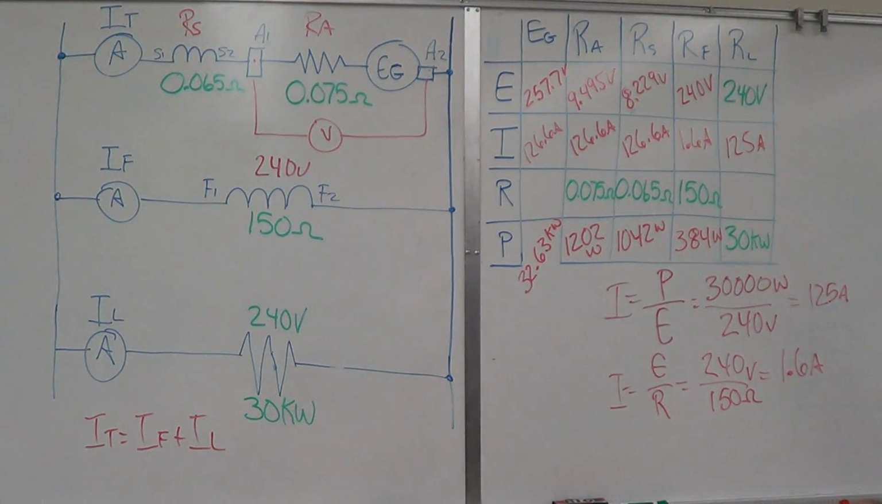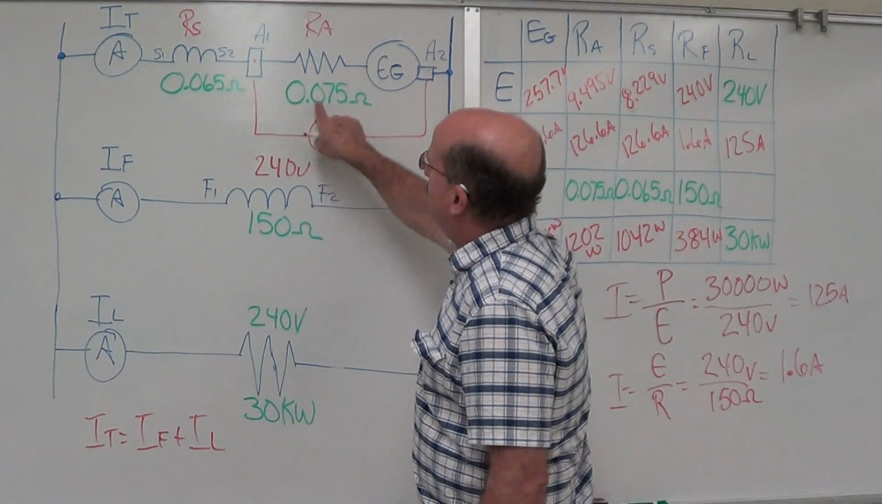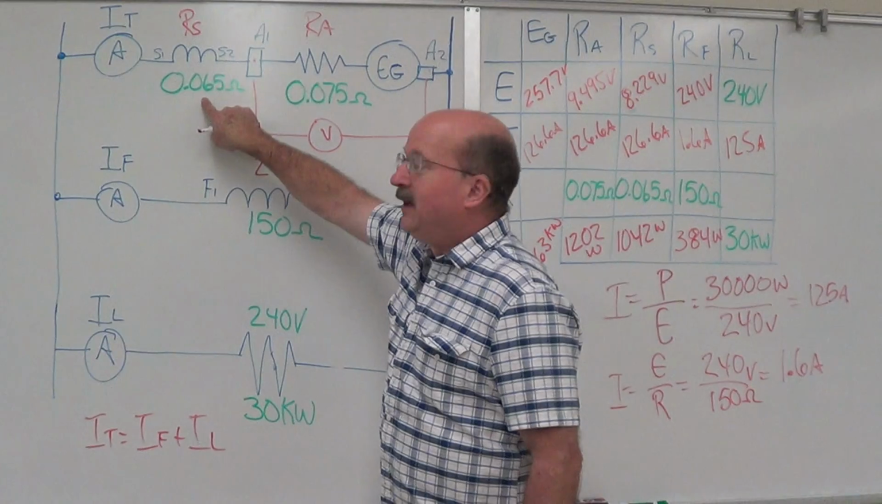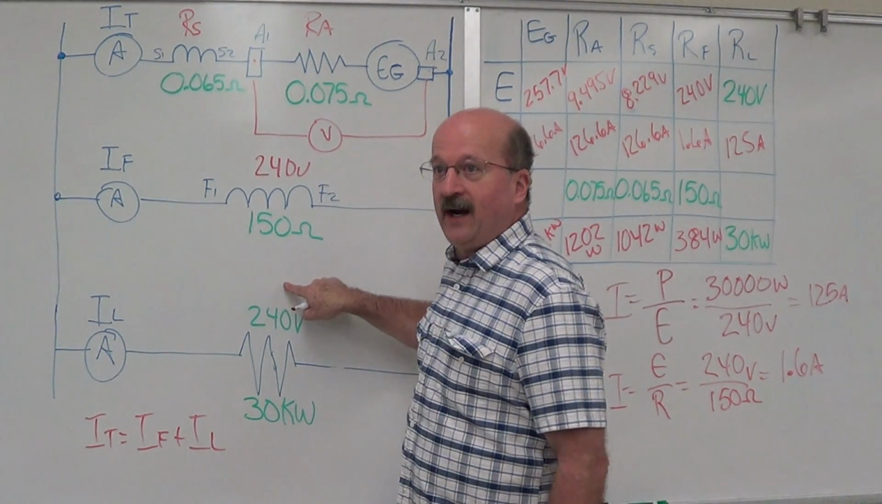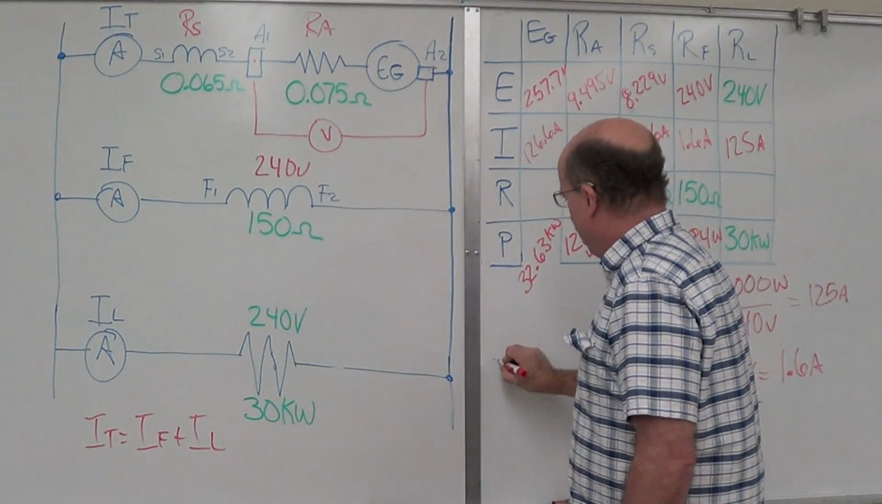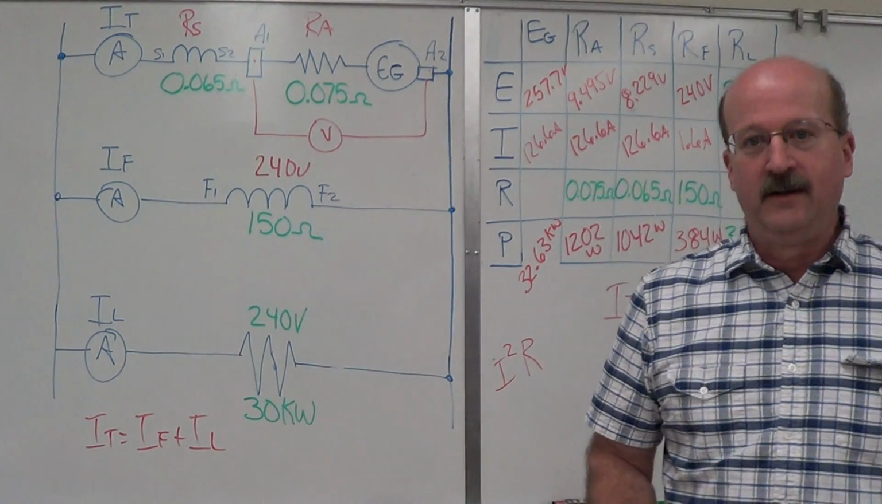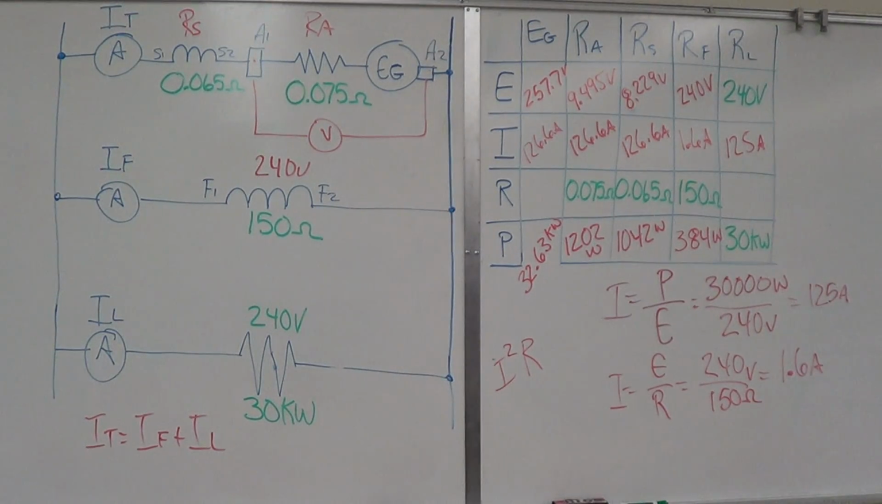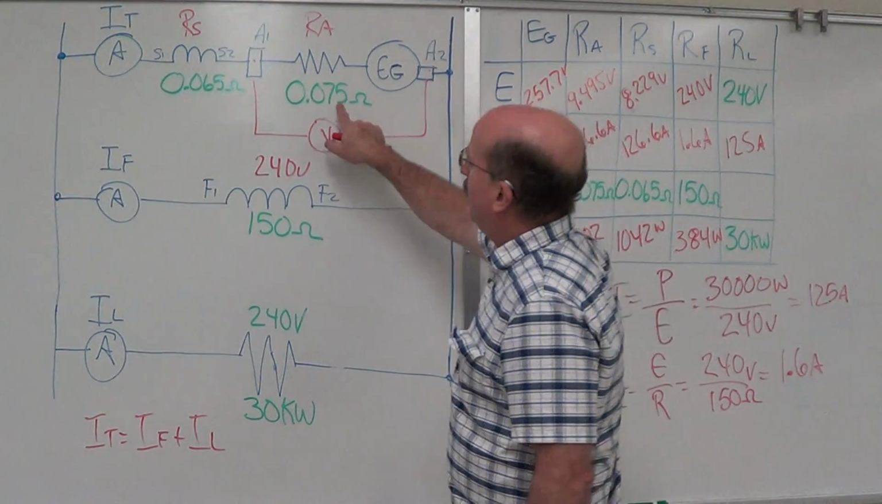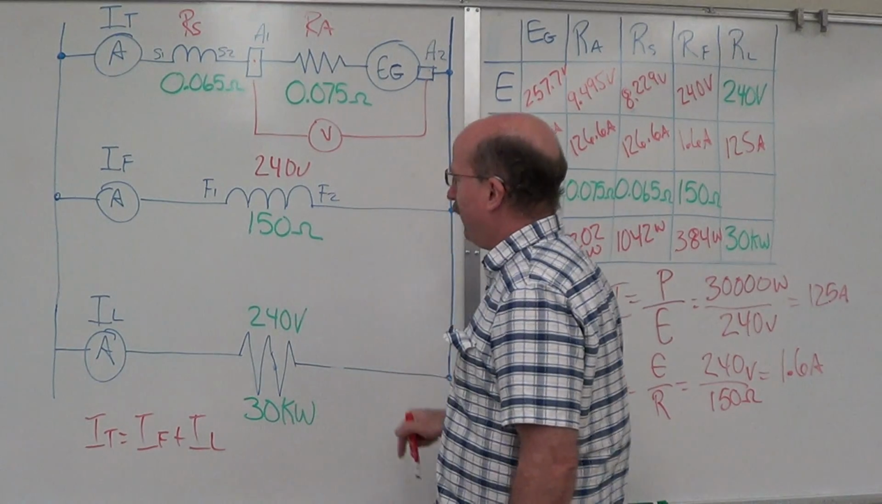All right. Total copper losses. What's a copper loss? Loss in your fields. The loss in the wire. Each one of these has resistance, right? Each one of them has current going through, right? Copper losses. I squared R. That's your power loss. I squared R, I squared R, I squared R.